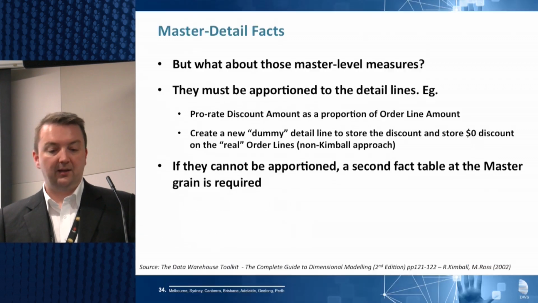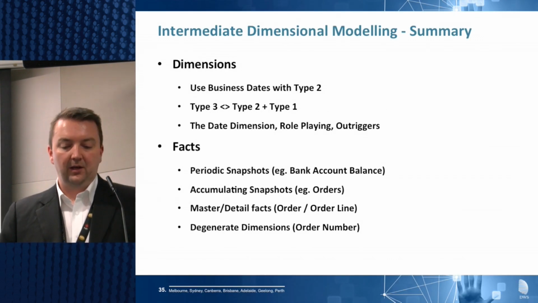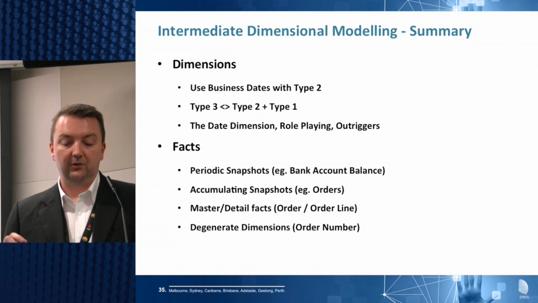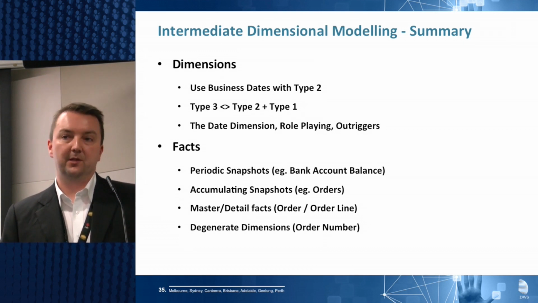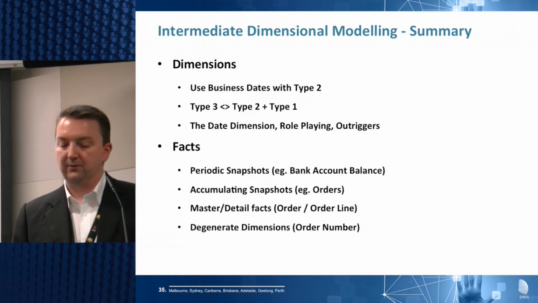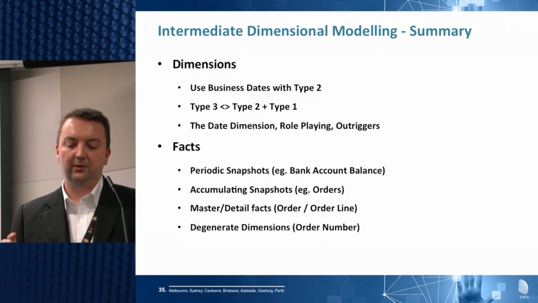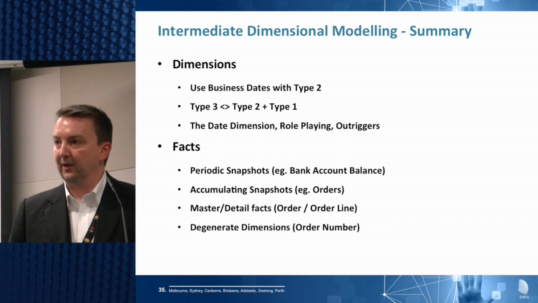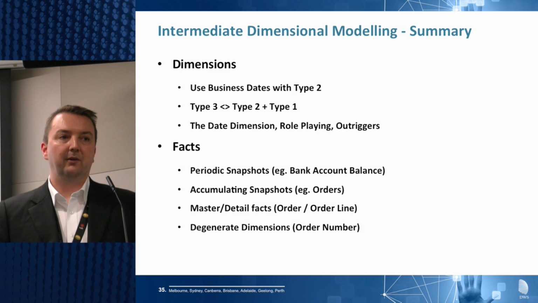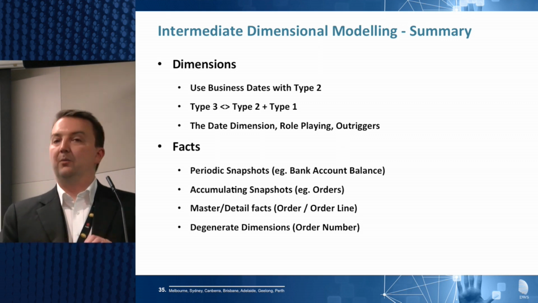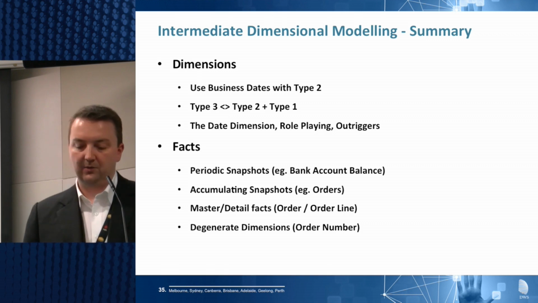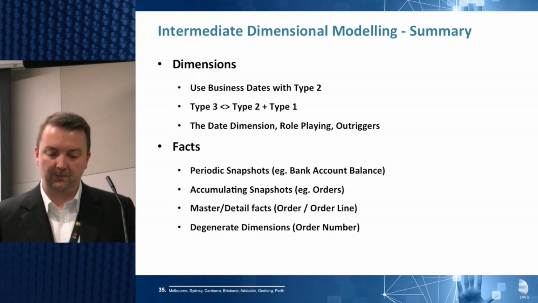All right, that is about it. So tonight we've looked at dimensions, we've looked at type 2s and the way we use business dates instead of system dates for our effective and expiry date in type 2. We've looked at type 3. Just because 3 is a bigger number than 2 doesn't make it better. Okay? Type 3 is used for very special occasions. It's not more flexible than Type 2. We don't use it instead of a Type 2. Okay, we use it for its own special purposes.